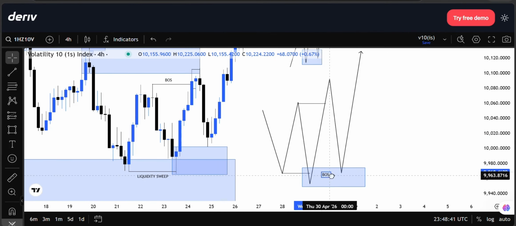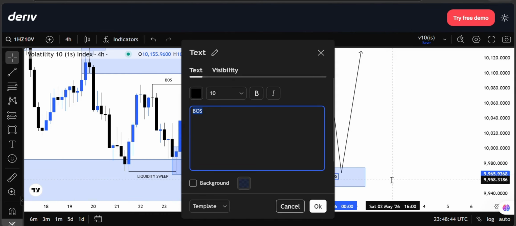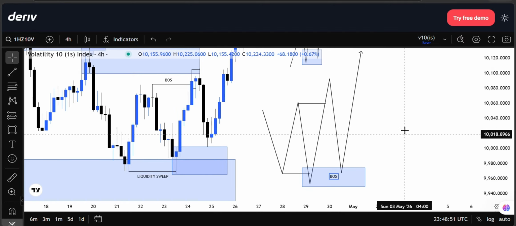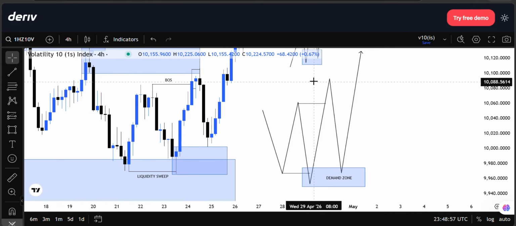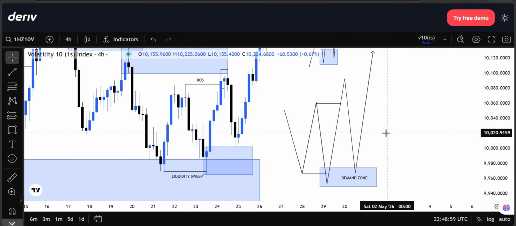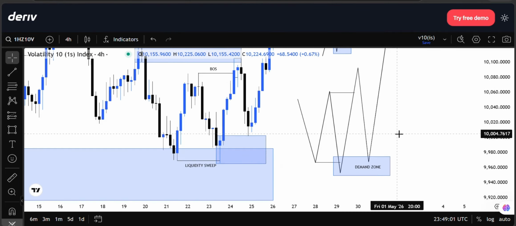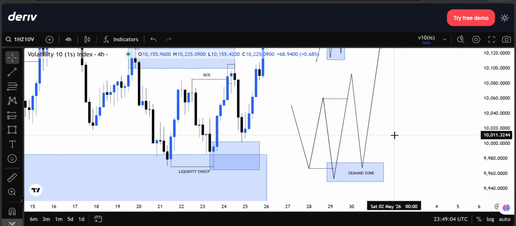So this will be our demand zone. All right, so price came in and tapped into our zone. Now when price came in and tapped into our zone, we did not just start buying. We need to wait for our confirmation entry.